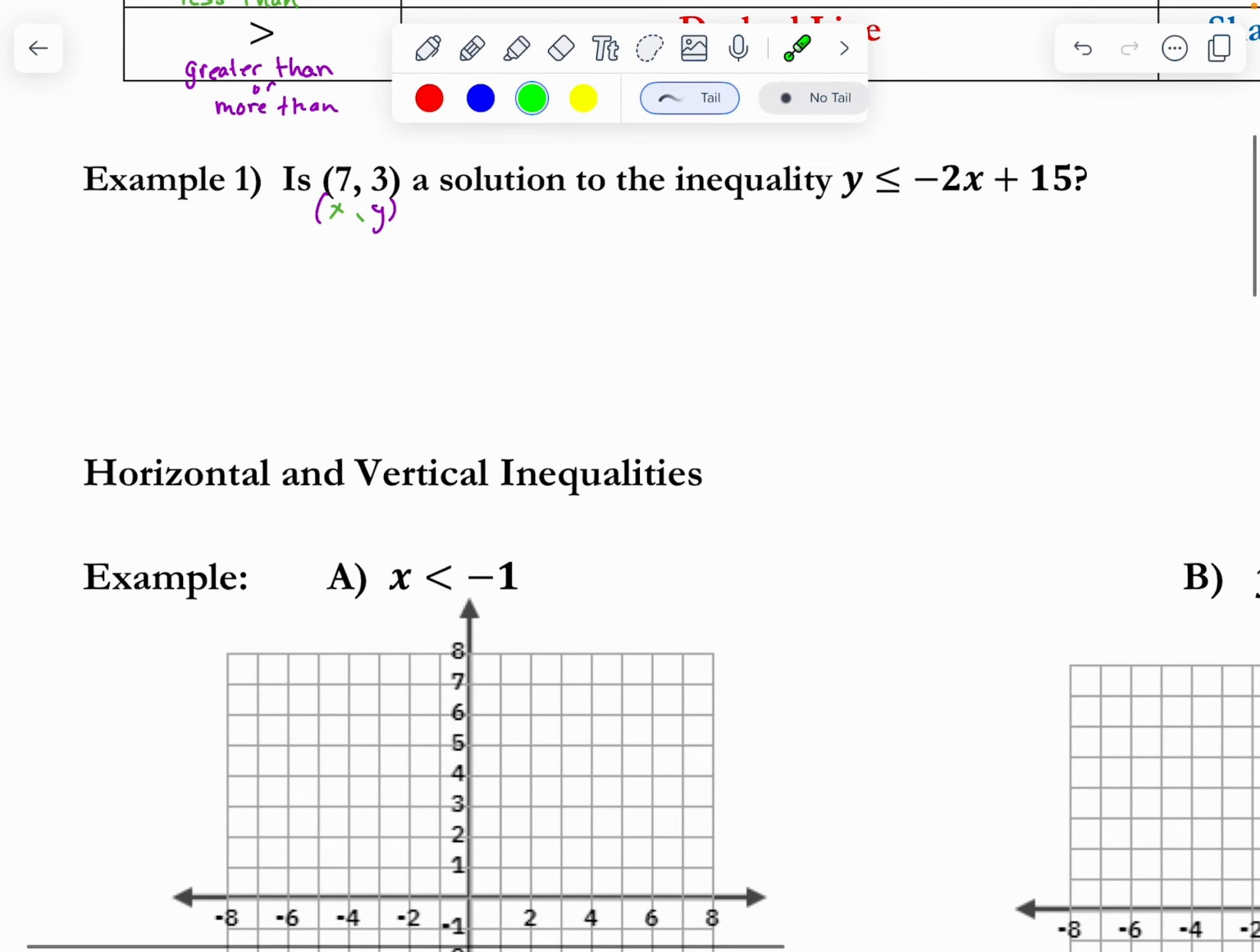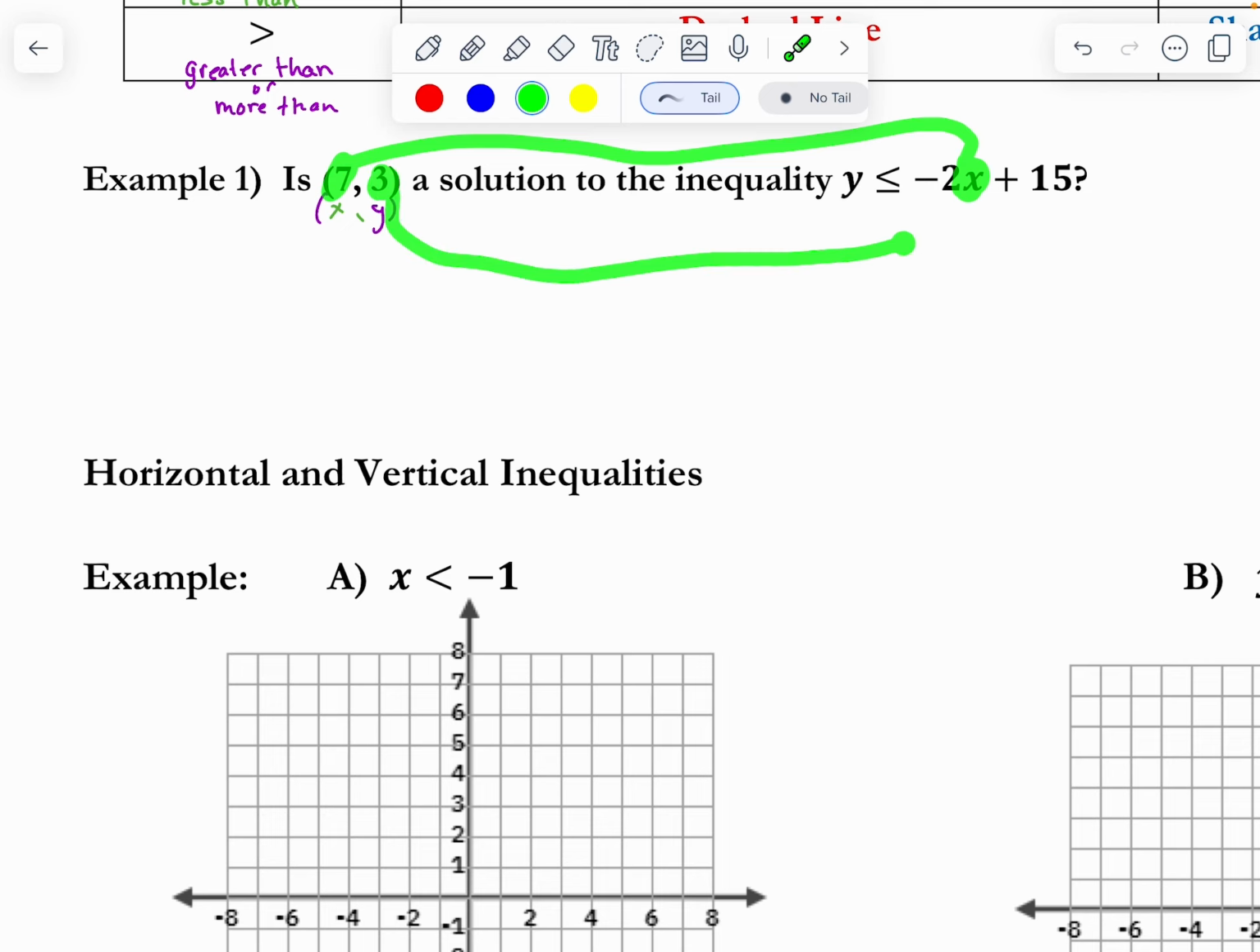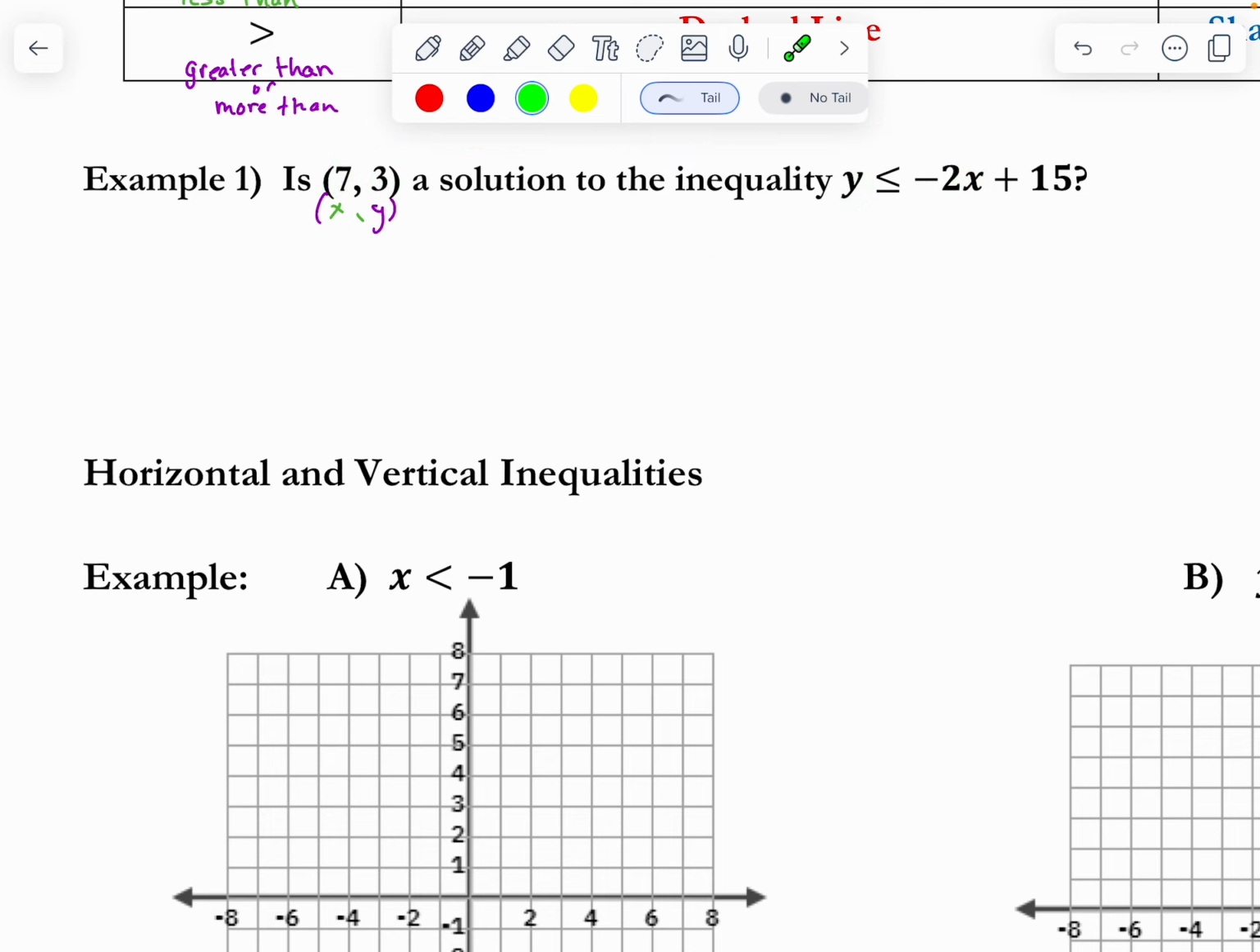So this x will go into here, and then this y will go into here. So it's just quite literally copying it. So let's go ahead and do that. I'm going to put my y in purple and my x in green. So 3 is less than or equal to, we still have -2 here, right? But that x becomes a 7, and then we have a plus 15.